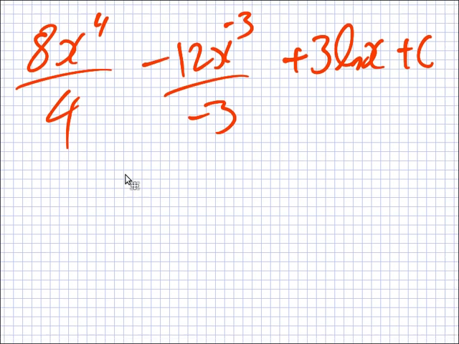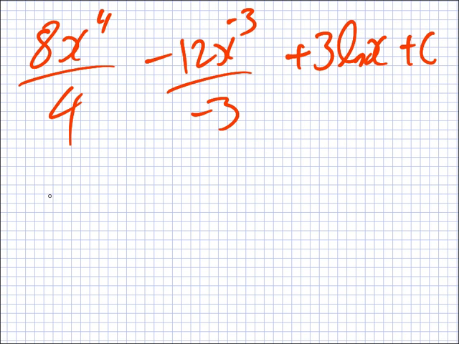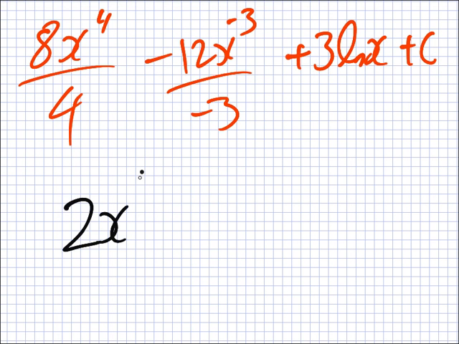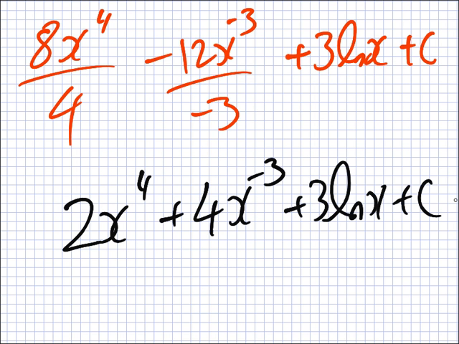Hence the antiderivative of 8x power 3 is 2x power 4, and then we'll have to simplify it. It would be 2x power 4 plus 4x power minus 3 plus 3 log x plus c. Yeah, that's one. You got that? Good. That's the answer then for this one.